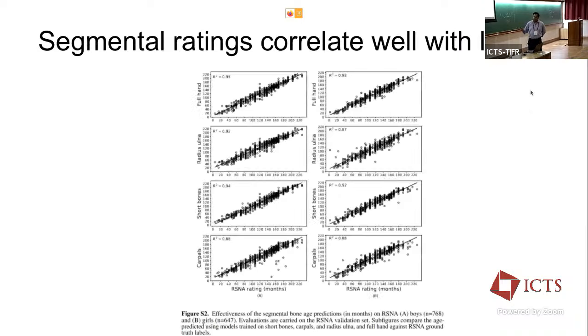First, we need to establish that segmental ratings actually correlate well with the RSNA ratings. I showed this slide a little bit earlier, only for the wrist, but now you can see the full hand, boys and girls, full hand, radius ulna, short bones or carpals. They have very high R squared compared to the ground truth. So segmental ratings by themselves give you a good sense of the age on their own. The reason I'm saying this is because this allows me to treat them as independent assessments of bone age.